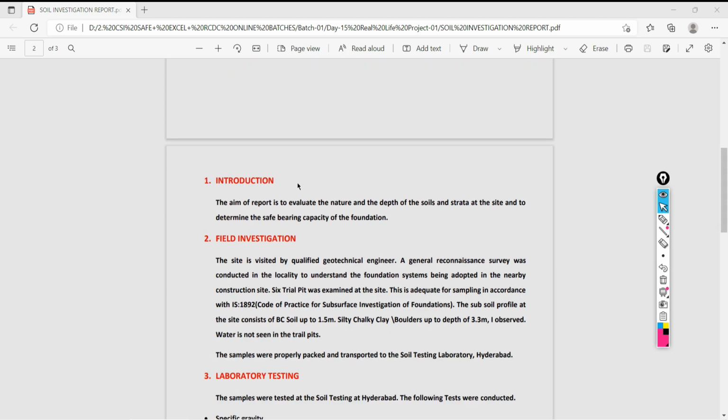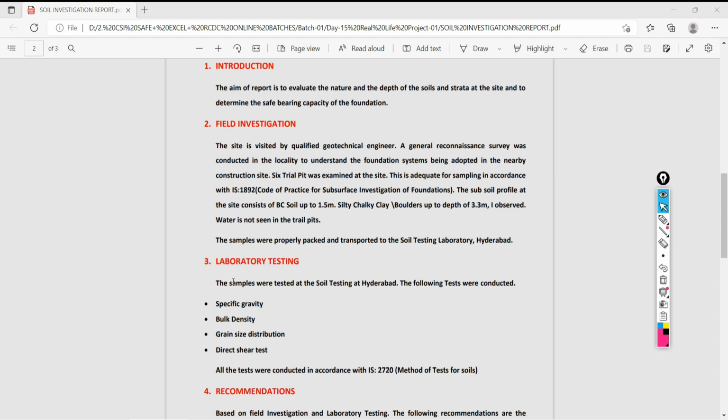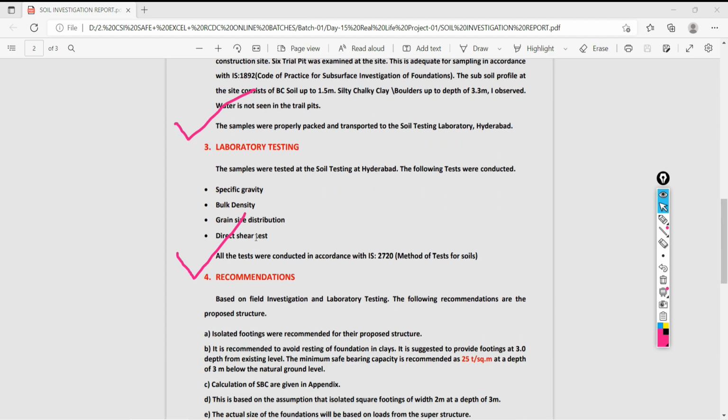Now come down. Introduction: the aim of this report is written here. What field investigation has been done is also written here in detail. You can read it out. Then laboratory testing: both field investigation and laboratory testing have been done. Then what recommendation is there based on the results? Based on the field investigation and laboratory testing, the following recommendations are proposed. So isolated footing is recommended for this proposed structure.